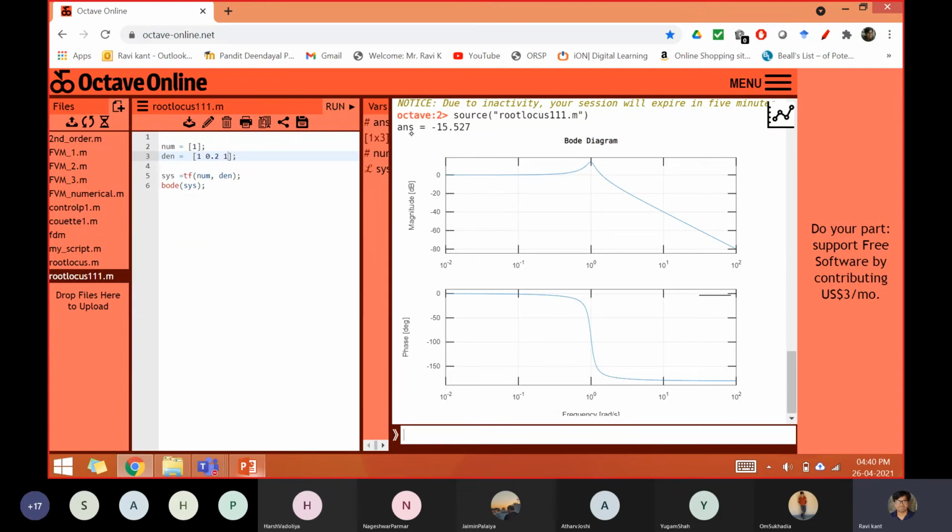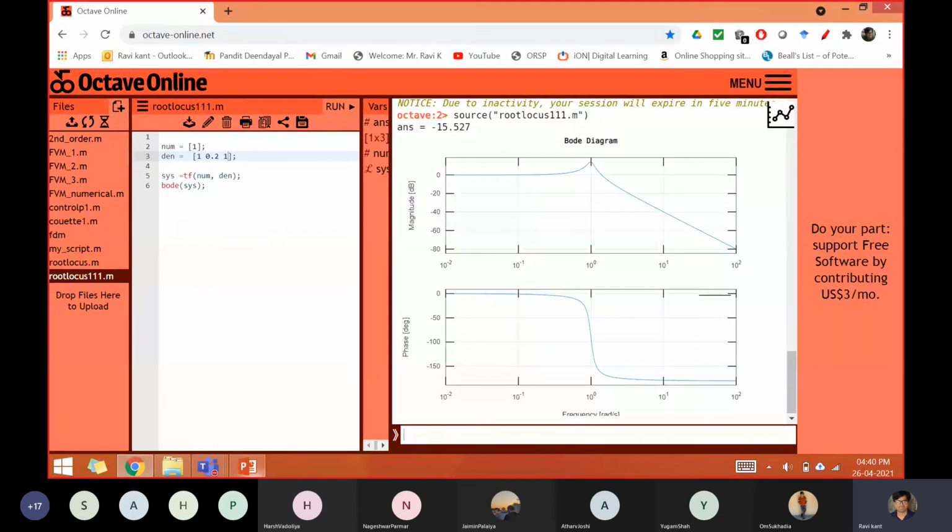In the last class somebody asked what this answer is. I don't know, even I didn't get any fruitful answer on the internet. Maybe I don't have any idea why it is throwing some number like minus 15. Maybe this is a bug, you don't have to worry much about it.